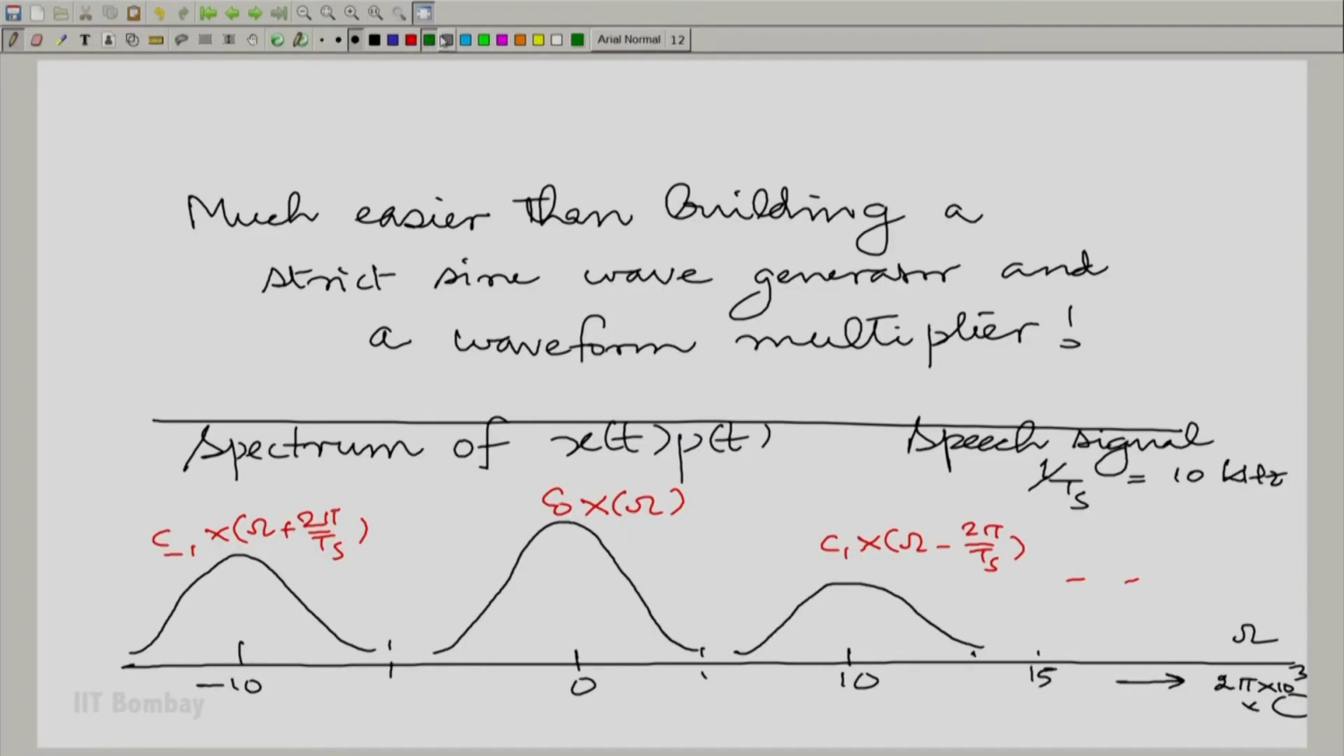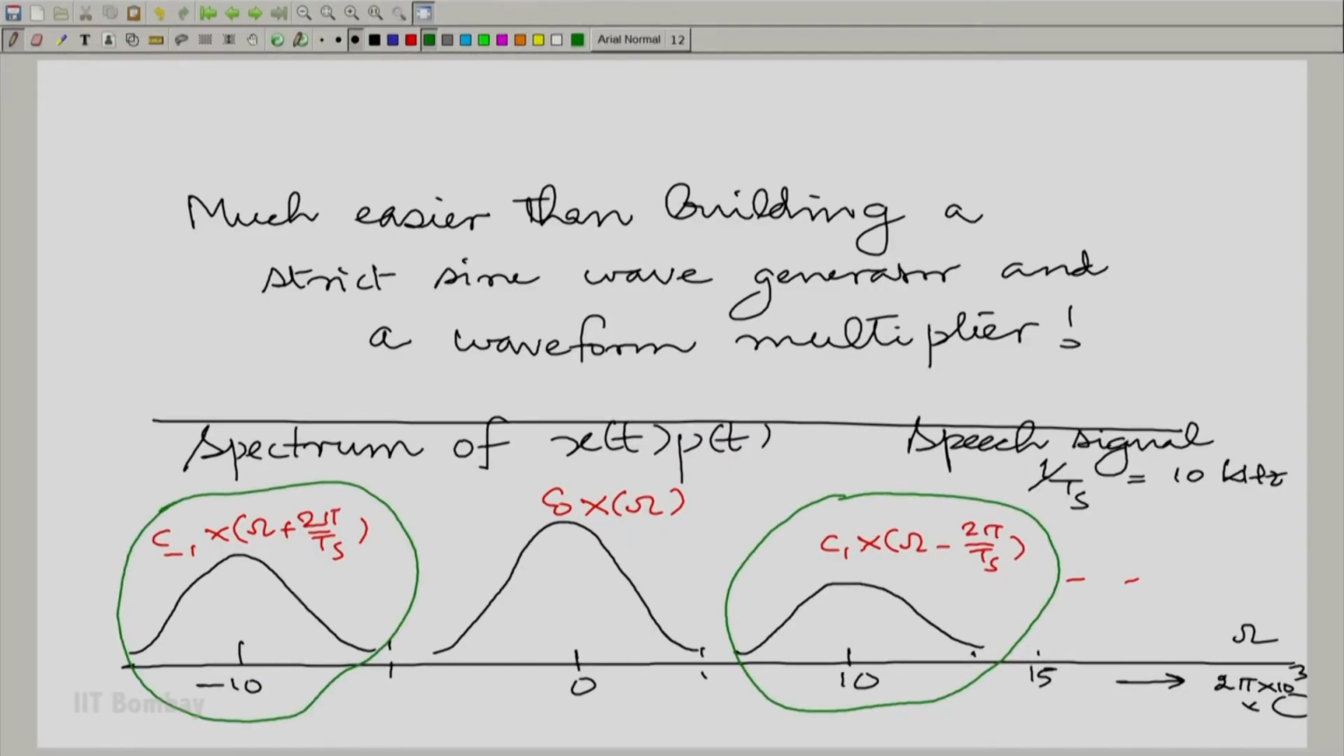We want to retain these, let us mark them out in green. I want to retain these green copies and throw away all the rest. So, it is interesting, the fact that carbon copies or aliases are created is not necessarily a bad thing always. In fact, here you can see in amplitude modulation, it is the aliases that we desire, and it is the aliases that help us construct the modulated signal.